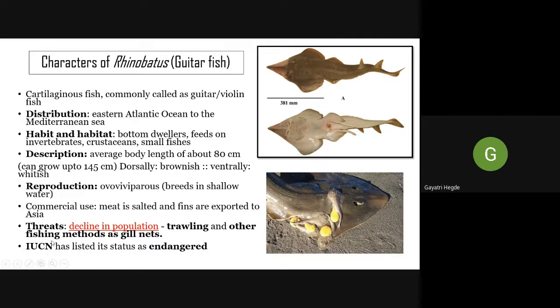ठीक है. Now, due to this, IUCN, what is IUCN? International Union for Conservation of Nature and Natural Resources. It forms a red list for population. So this IUCN has listed this species as an endangered species because of this. Okay. Any doubts regarding rhinobatus?